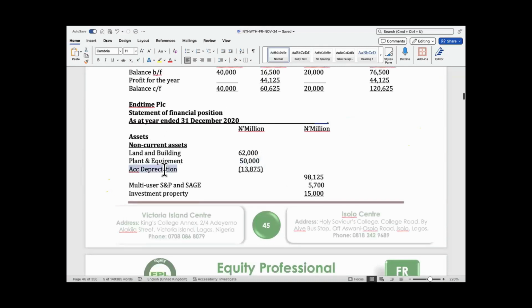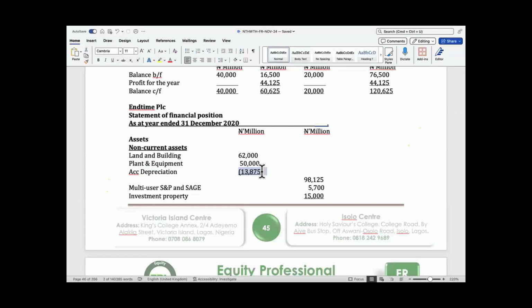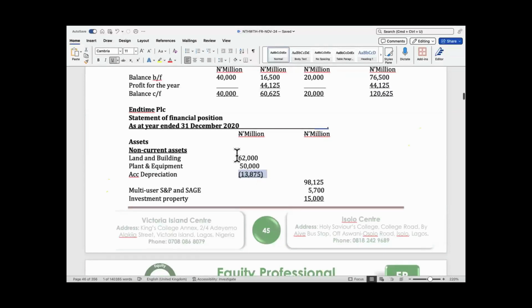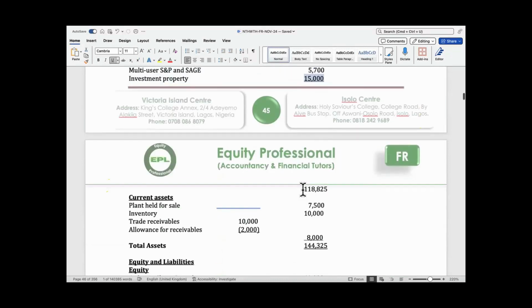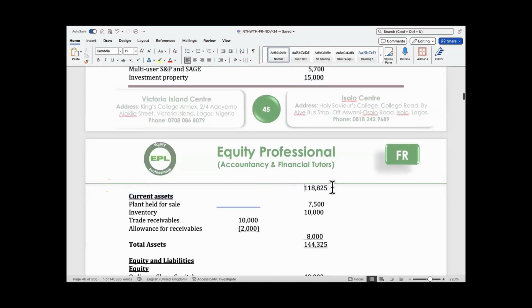Then they gave me my accumulated depreciation in the trial balance as 13,875, which I will remove from my 50,000. By the time I accumulate all this together, I have my 98,125. Then I have my multi-user Sage. This is an accounting software. It's an intangible asset. It is in my trial balance, 5,700. Then investment property is in my trial balance, 15,000. If I add everything together, 118,825.